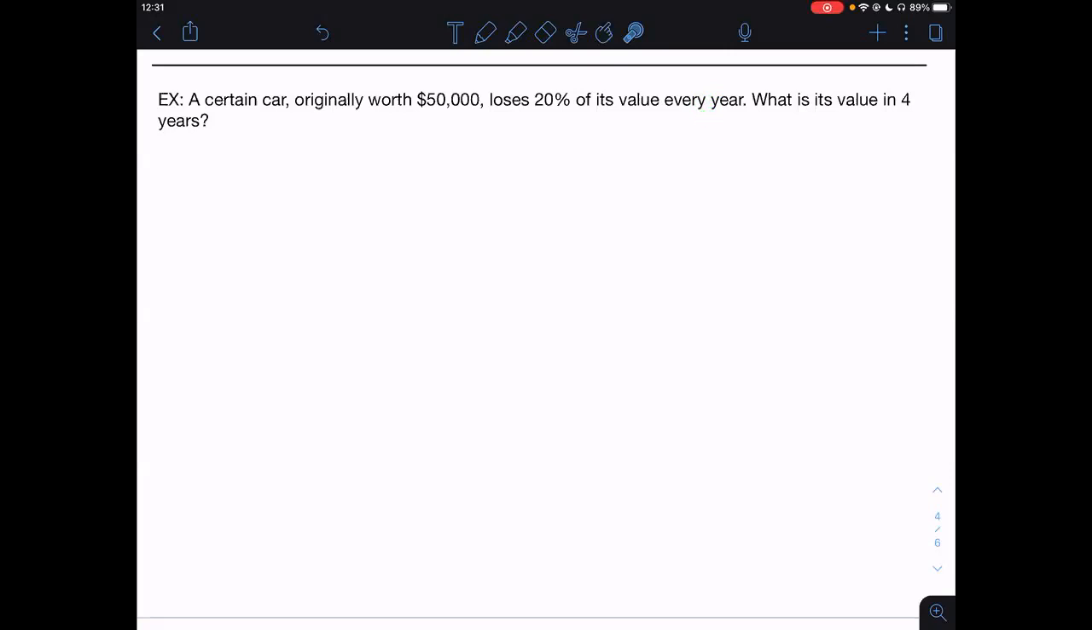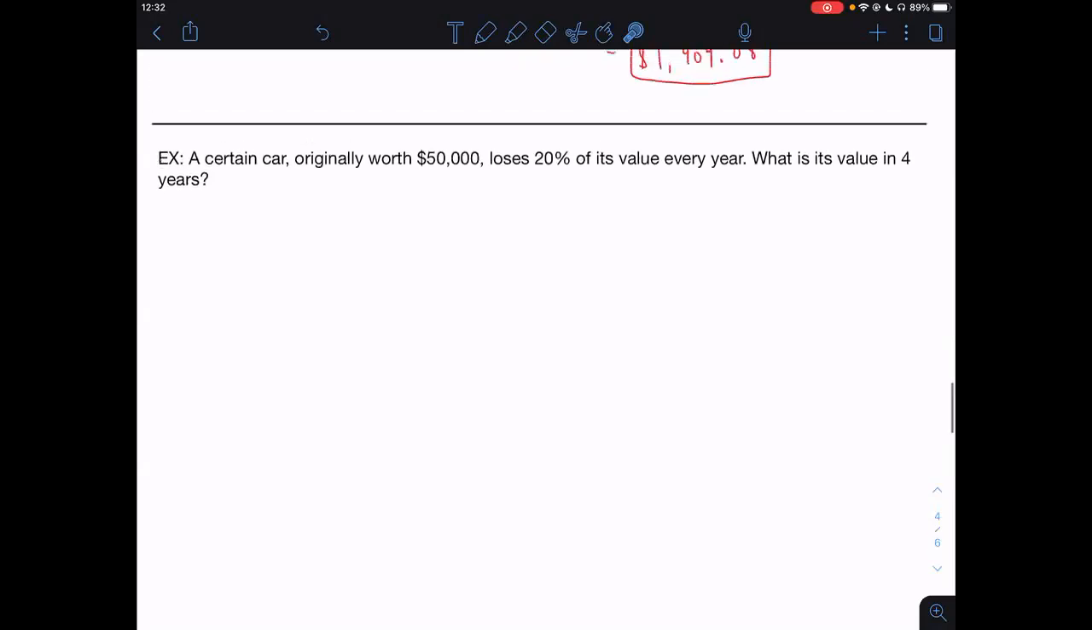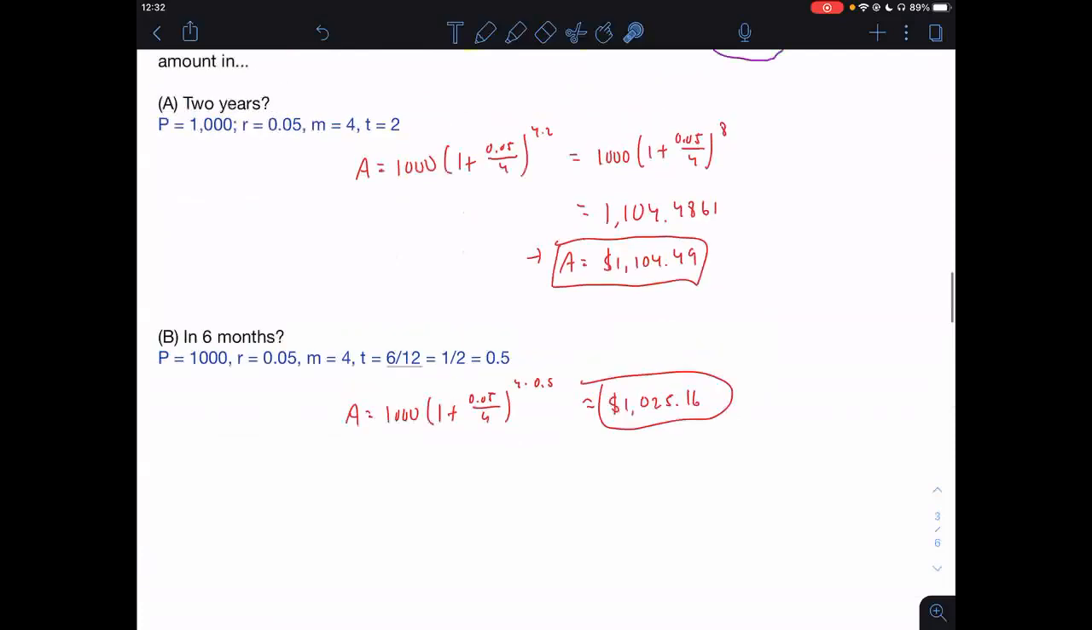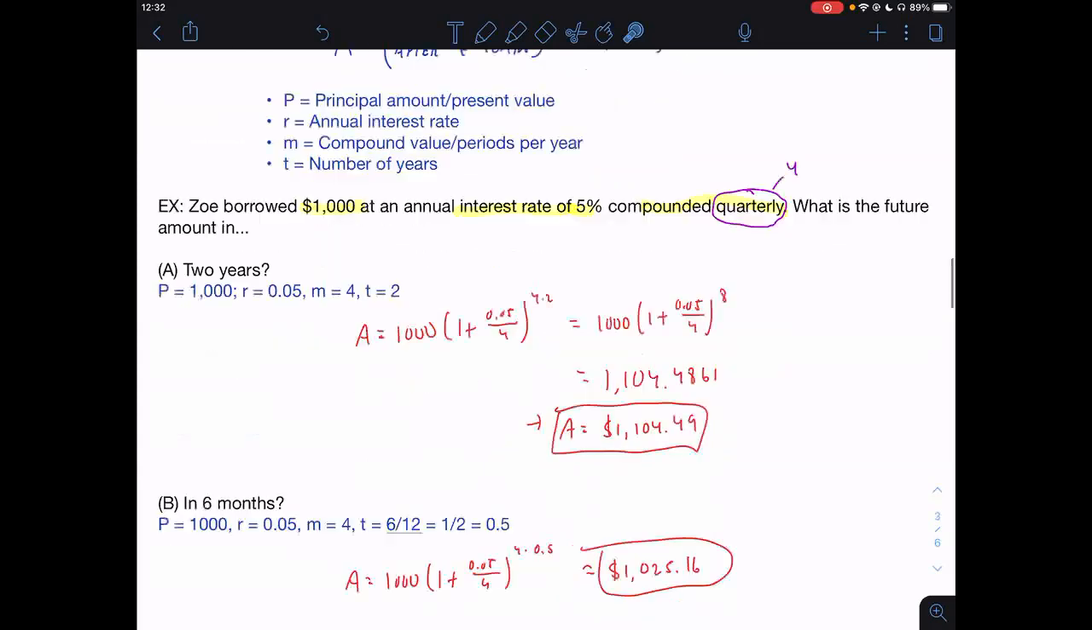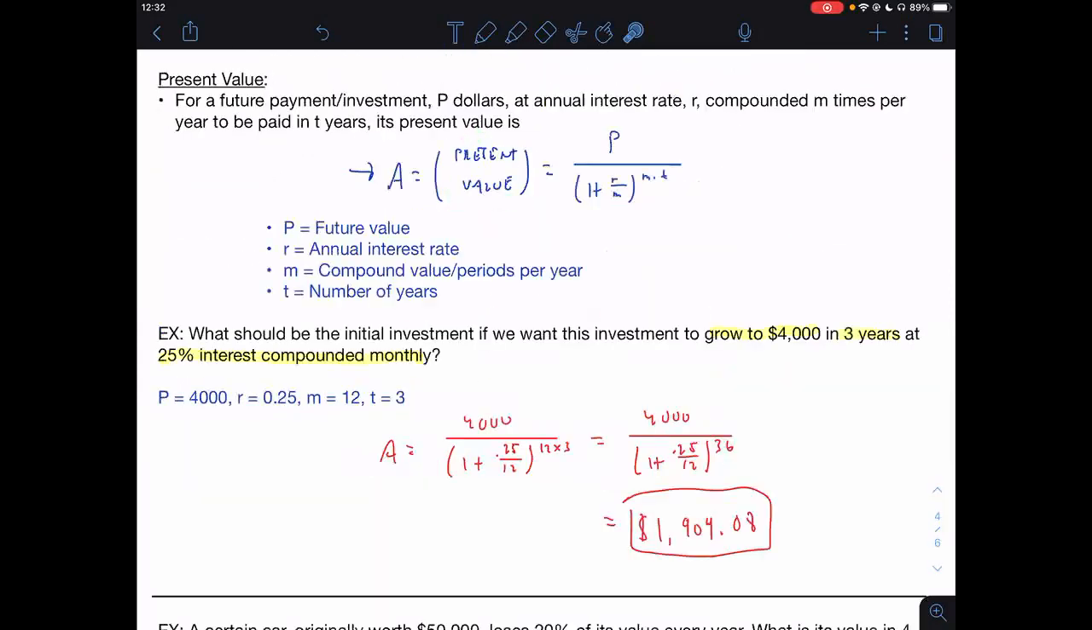And we want to figure out, for this car worth $50,000 initially, if it's losing 20% of its value once every year, what's going to be the value of this car in 4 years. Okay, so here we got to think about two things. First, which equation are we going to be using to calculate this amount? Are we trying to calculate a future amount, or a present amount?